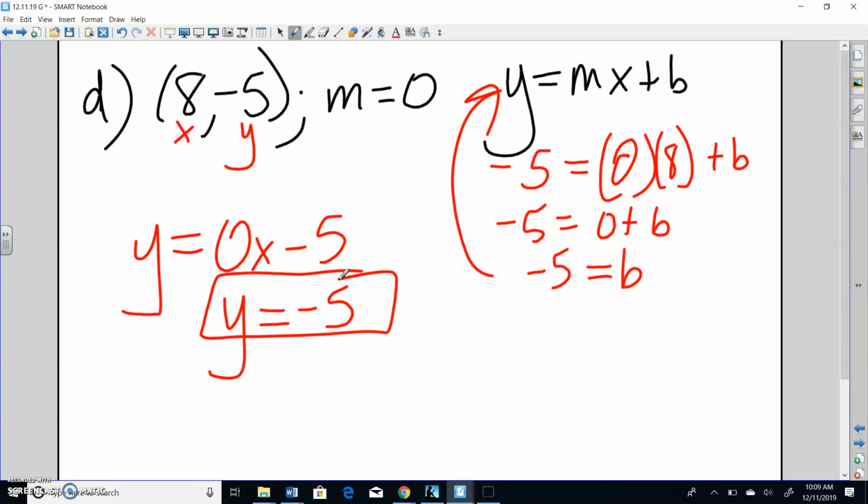What kind of line is that? y equals -5. Vertical or horizontal? Horizontal, because all the y values are -5. So it will be a horizontal line that goes through the y-axis at -5. Okay, let's do another one.